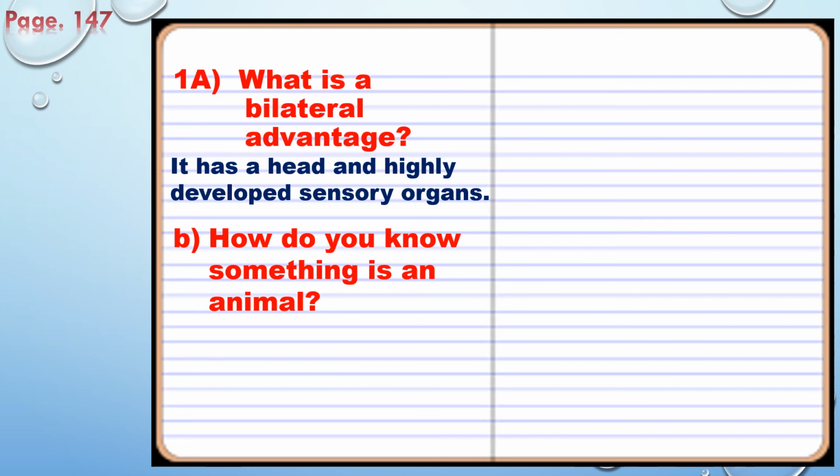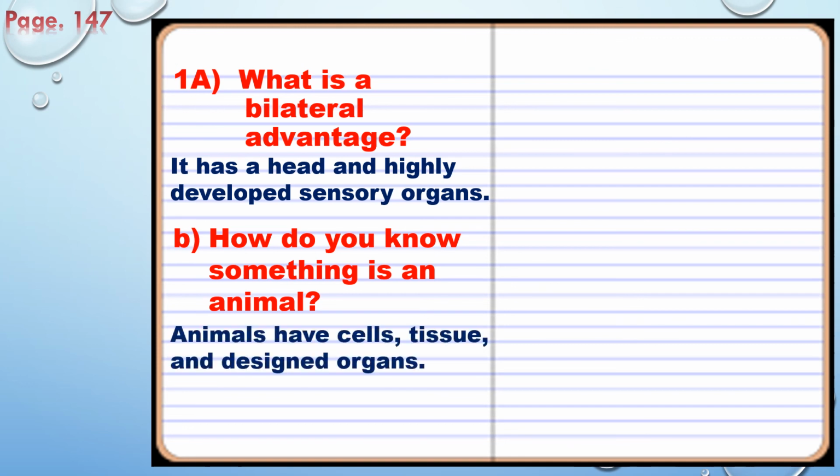Right? 1B is, how do you know something is an animal? But we go back to that original section that we started on. We have three major things we're looking for when it's an animal. Right? It has cells, it has tissues, and it has designed organs. Now, it could be as simple as a sponge, right, that doesn't move, doesn't have sensory organs like eyes and mouth and all that, but it still has cells, it still has tissues, and it still has organs. So it's still an animal, right? And we could look at ourselves, and we definitely have cells, tissues, and organs.